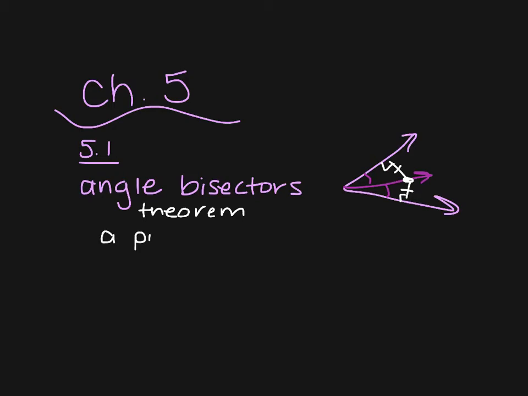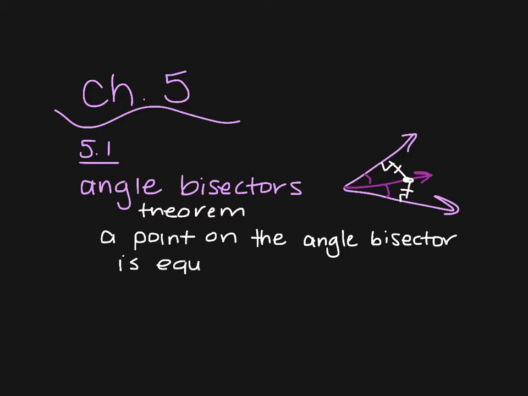So a point on the angle bisector is equidistant from the sides of the triangle. I'm sorry, of the angle.